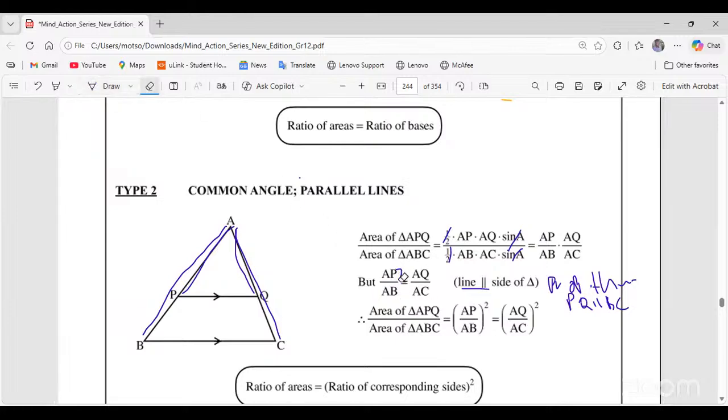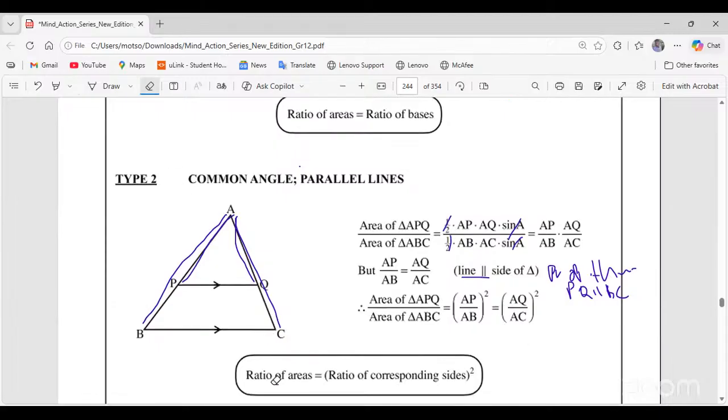Yes, you can just say the area of triangle APQ all over the area of triangle ABC is equal to AP over AB, everything squared. Or you can choose to work with this side, AQ over AC, everything squared. Then you are done with type 2, where they say the ratio of the areas, as long as the triangles in that ratio share the same angle, will be equal to the ratio of corresponding sides squared.